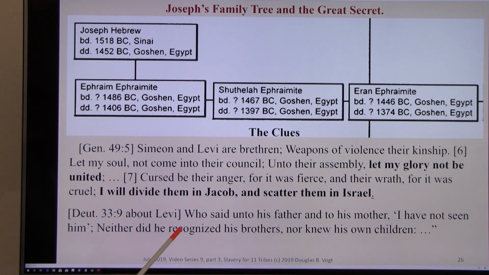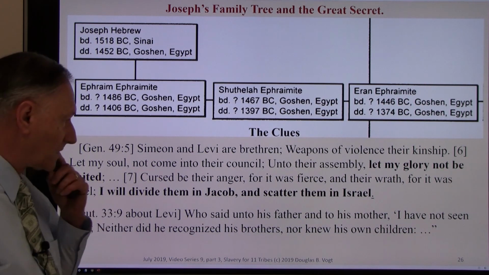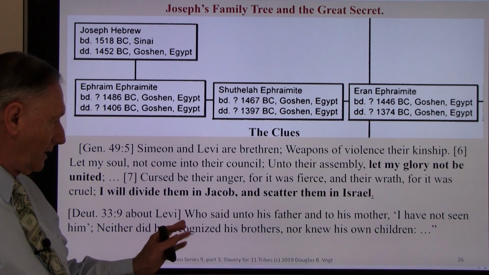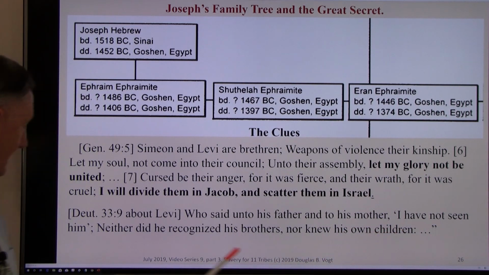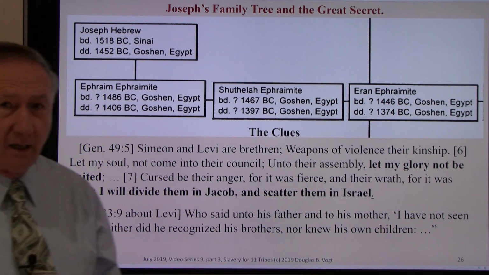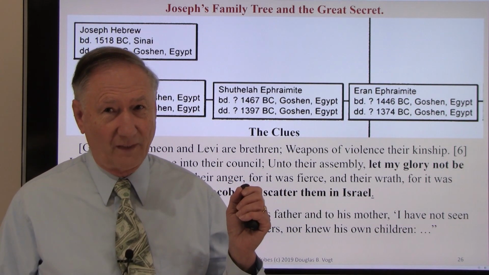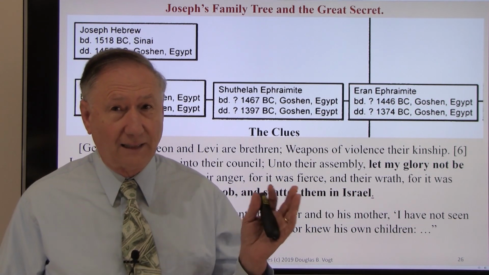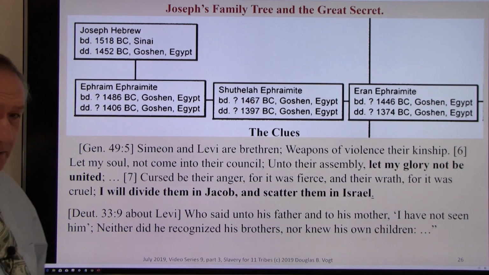Deuteronomy 33:9. This is now Moses when he's doing his swan song, and this is what supposedly his thing about Levi, who said unto his father and to his mother, I have not seen him, neither did he recognize his brothers, nor knew his own children. Moses is flat out saying Levi is not the same person. He's different. He's not there anymore. I don't think anyone picked up on this.